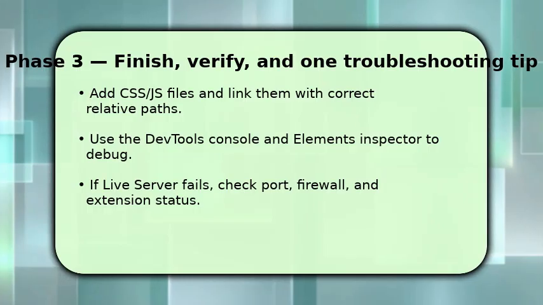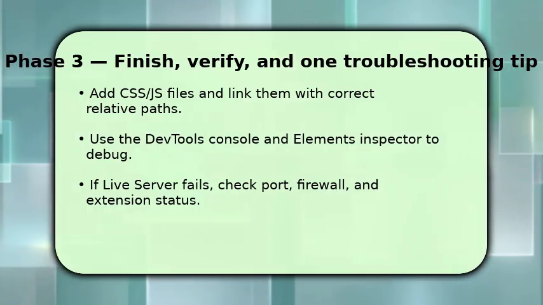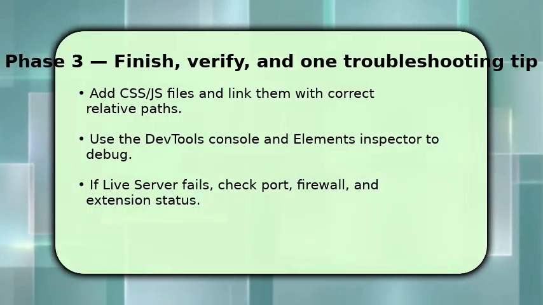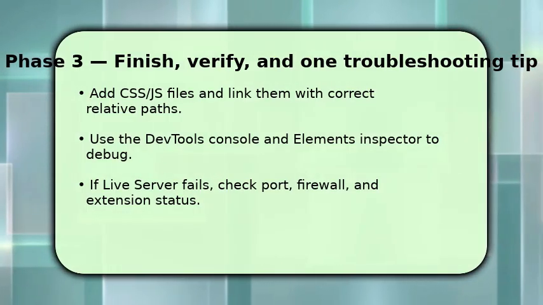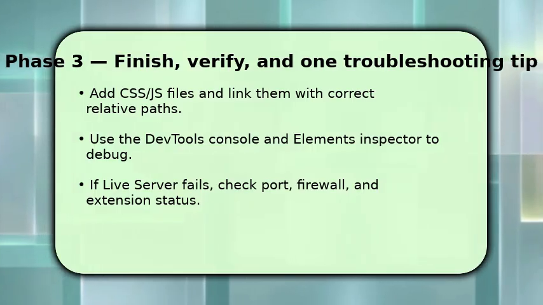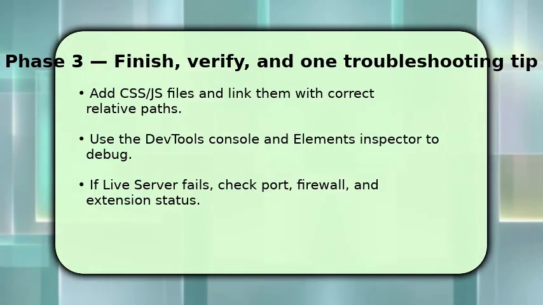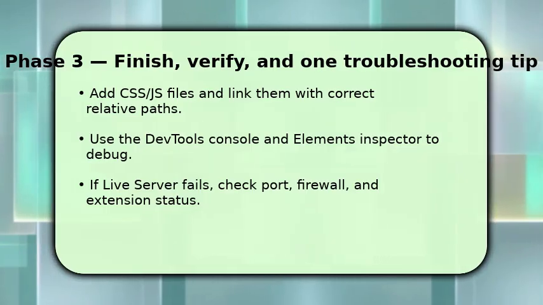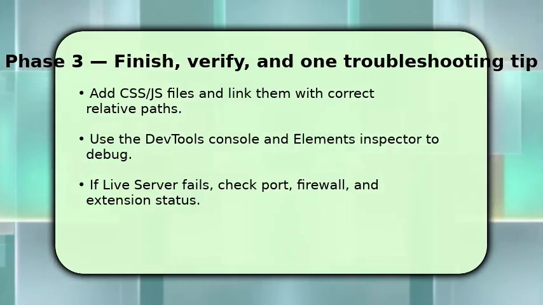If something breaks, restart Live Server and check the status bar port, ensure no firewall blocks it, and confirm the extension is enabled. Once done, commit changes to version control for a clean history. This final pass secures your work and prevents regressions.